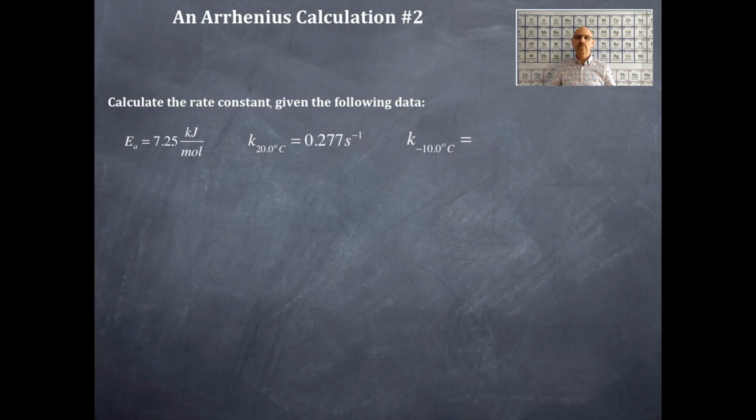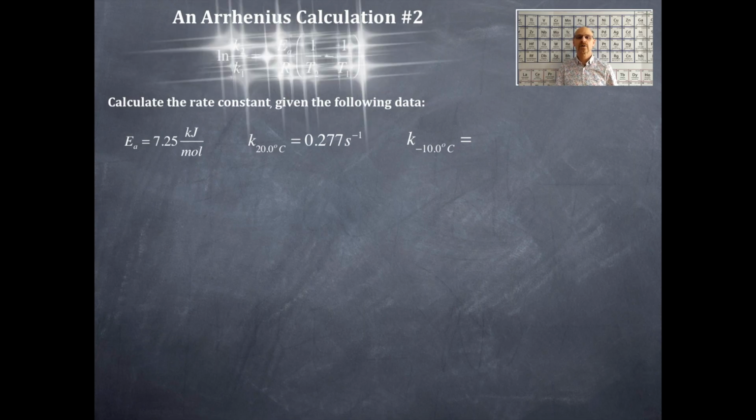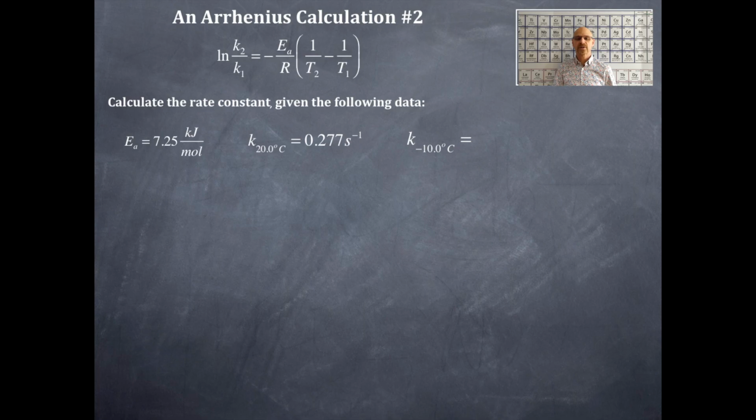So what equation are we using? We are using the Arrhenius equation, but two simultaneous equations, and that is right here up at the top. That is the natural log of k sub 2 divided by k sub 1 is equal to negative E sub a divided by R times 1 over T2 minus 1 over T1. That's the simultaneous equations with the Arrhenius right there for you.